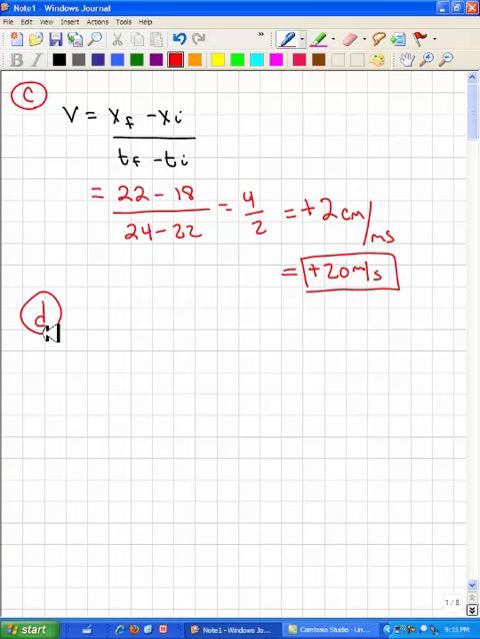That is D. D says, what is the ball's average acceleration during the time period when the ball's velocity is changing from 6 to 16 milliseconds? So I want a average at t equals 6 milliseconds to 16 milliseconds.